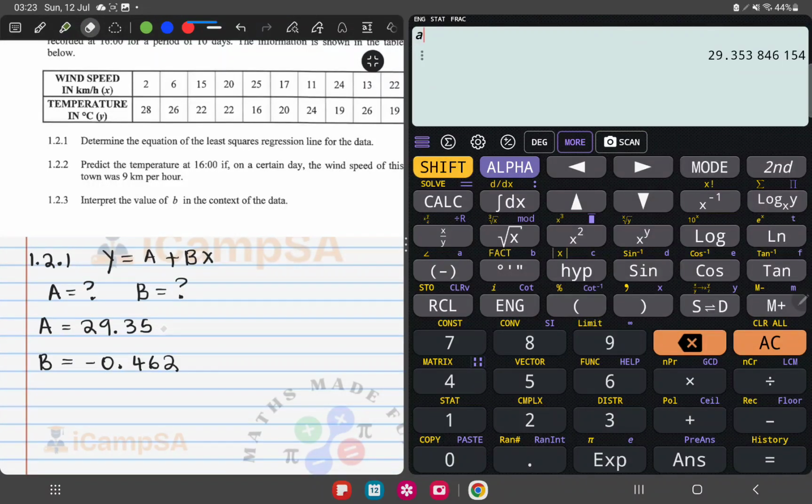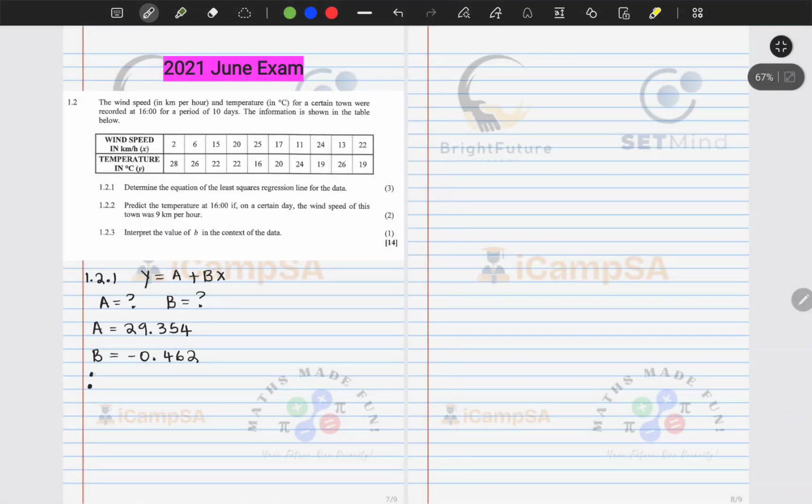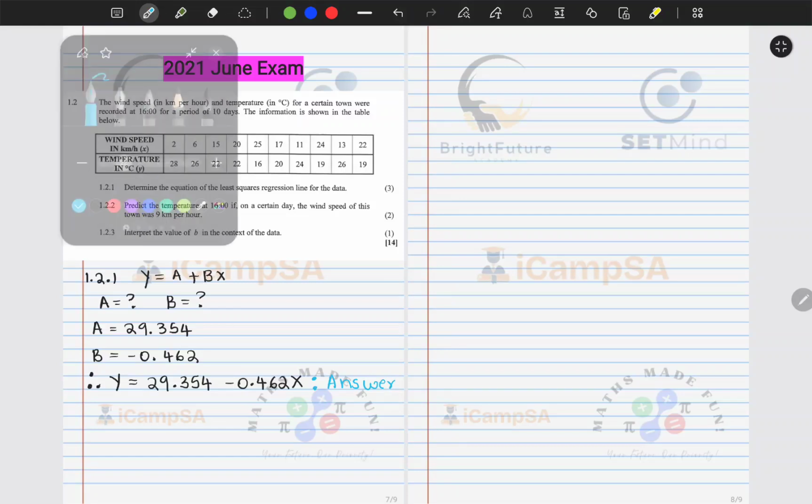So we're going to have 29.354. Okay. So that is what we have, guys. So therefore, our answer will be Y equals our A, which is 29.354, then minus 0.462 multiplied by X. This here is our answer. That's what they are looking for.